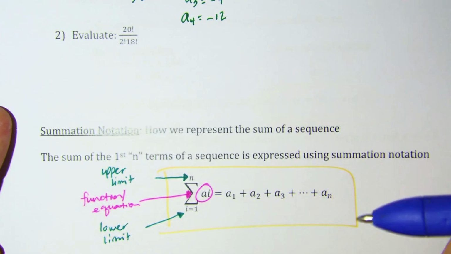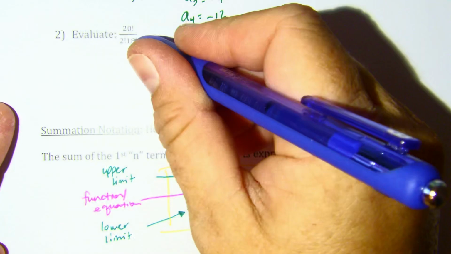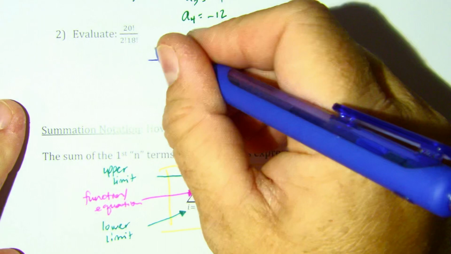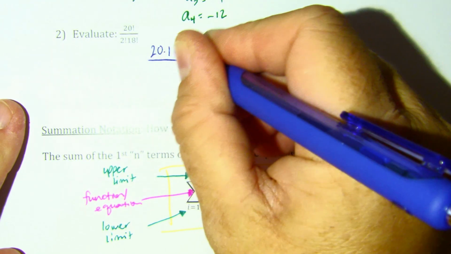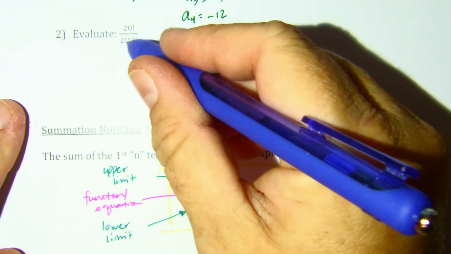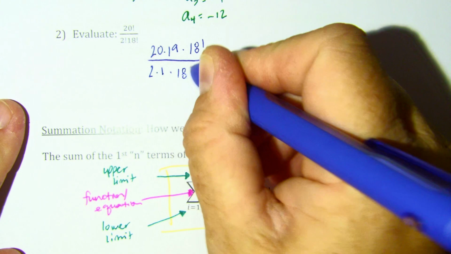Now 20 factorial, that is really long. That's 20 all the way down to 1. But on the bottom I see 18 factorial. So rather than writing out 20 factorial, I'm going to write 20 times 19 times 18 factorial. And then on bottom I have 2 factorial, that's 2 times 1. And then I have times 18 factorial.